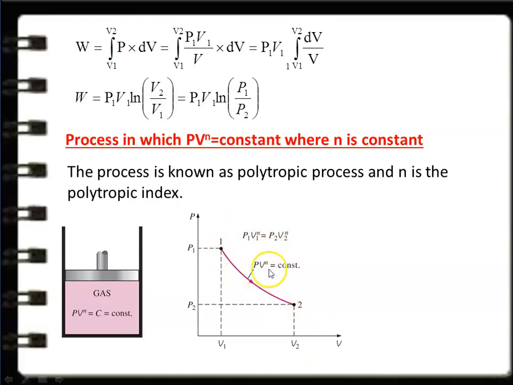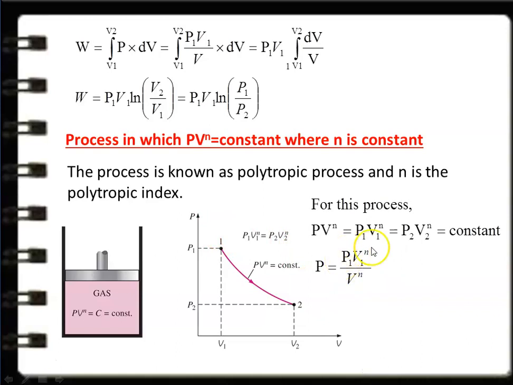During this process, PV to the power N equals constant. Applying this rule for the initial state, P1 V1 to the power N, and the final state, P2 V2 to the power N. So, P1 V1 to the power N equals P2 V2 to the power N, equals constant. Taking the first two terms, P equals P1 V1 to the power N divided by V to the power N.